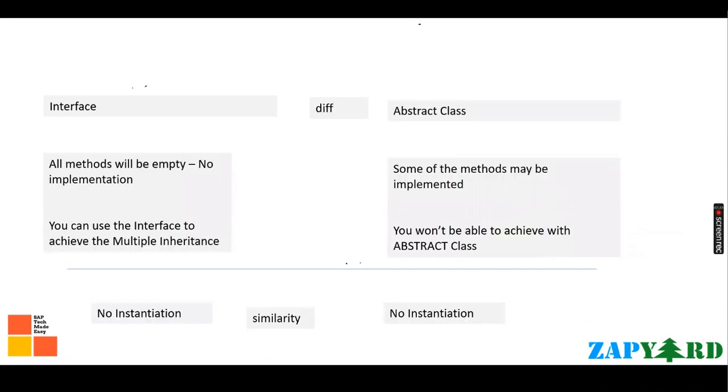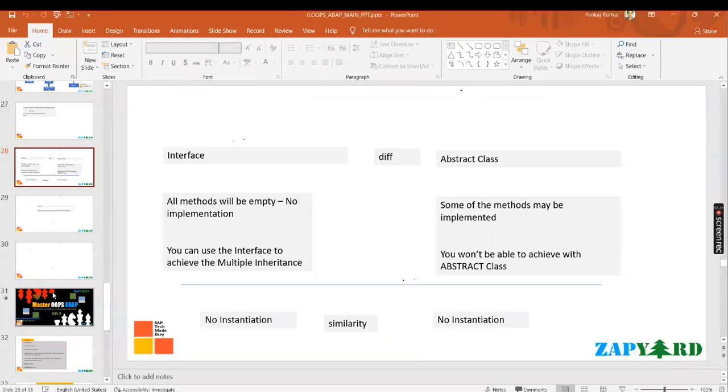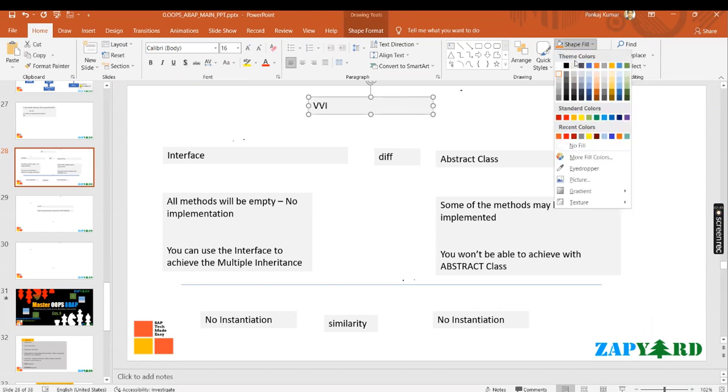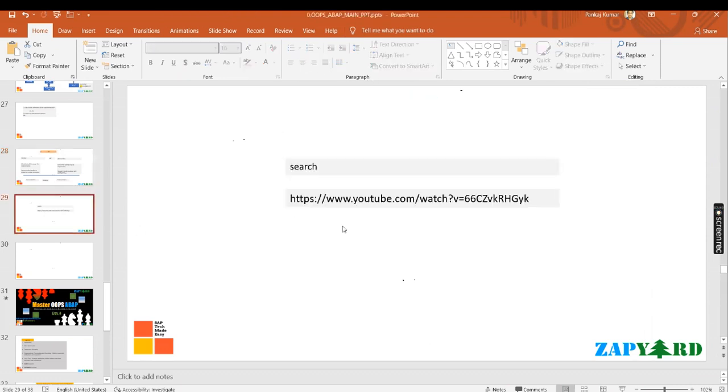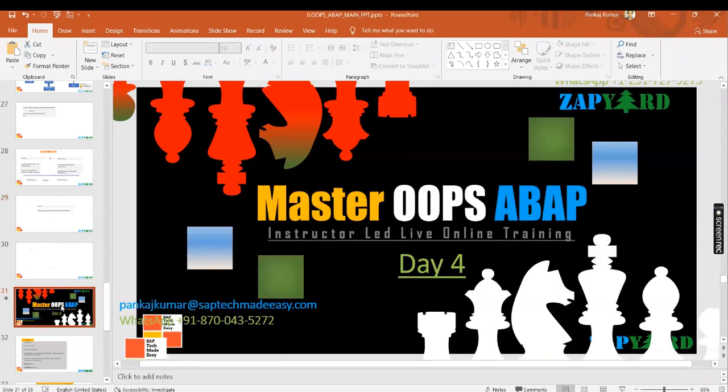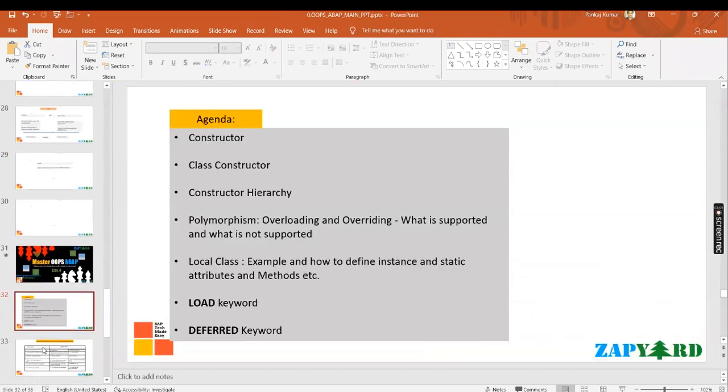Then we have seen the difference between interface and abstract class. It is a very important interview question. From the interview point of view, you must know this difference. And last, I have shared one link of a YouTube channel where you can go and watch the UML diagram. Right now, let's go and start with the constructor.